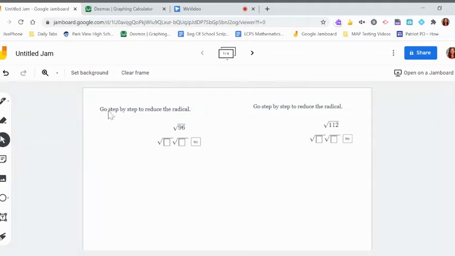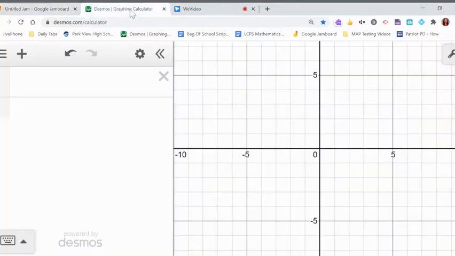Okay, we're going to go ahead and go step by step to reduce this radical. It says the square root of 96. So the first thing I'm going to do is go over to Desmos. You have to open a Desmos calculator, so pause here if you need to open a Desmos calculator.